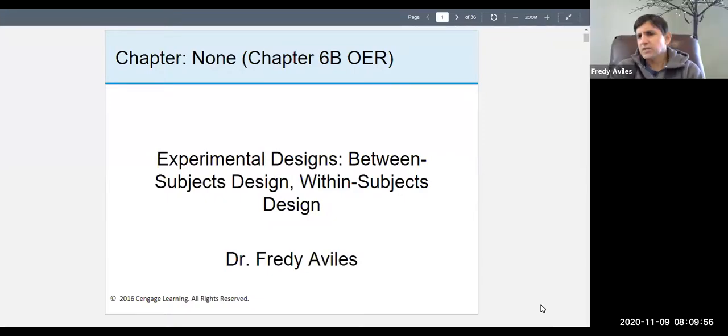Welcome to Psych 200, research methods. Today we're talking about still experimental designs, so more about experimental designs. You're going to learn the difference between what's called a between subjects experimental design and a within subjects experimental design. So there's different kinds of experiments. There's between subjects and within subjects.